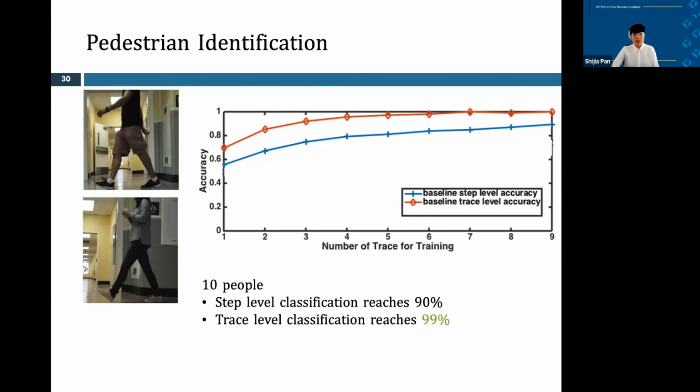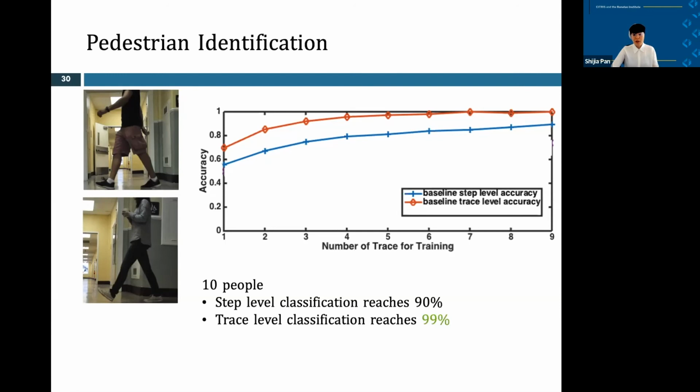So let's first look at some results. As shown in the figure on the right-hand side, the x-axis is the number of traces we used for training. By trace, I mean a series of footsteps induced by a person when they walk by a sensor node, like multiple footstep-induced signals. The y-axis is the prediction accuracy of the classifier. We demonstrate here both the step level accuracy in the blue solid line and the trace level accuracy in the red solid line.